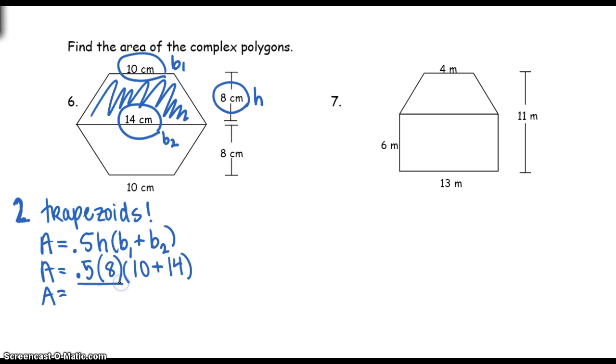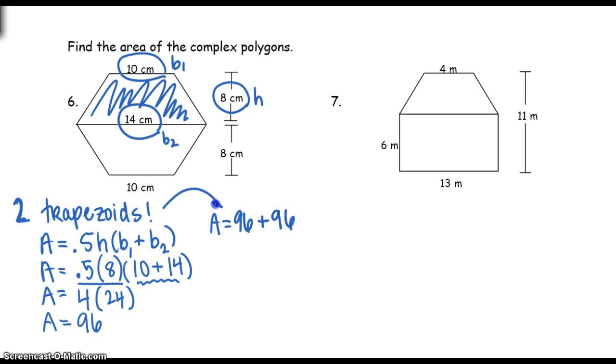Think about what I said I like to do next. I like to do 0.5 times 8, and 0.5 times 8 is 4. And then I like to get these guys together. So 10 plus 14 is 24. And then when I multiply 4 times 24, I get 96. So the area equals 96. Now, are we done? I want you to glance on up here. I only shaded one trapezoid there, and there's 2 of them. So the area would actually be 96 plus 96 for the other one, because there are 2 exact trapezoids there. So when we add those 2 together, we get 192 centimeters squared.